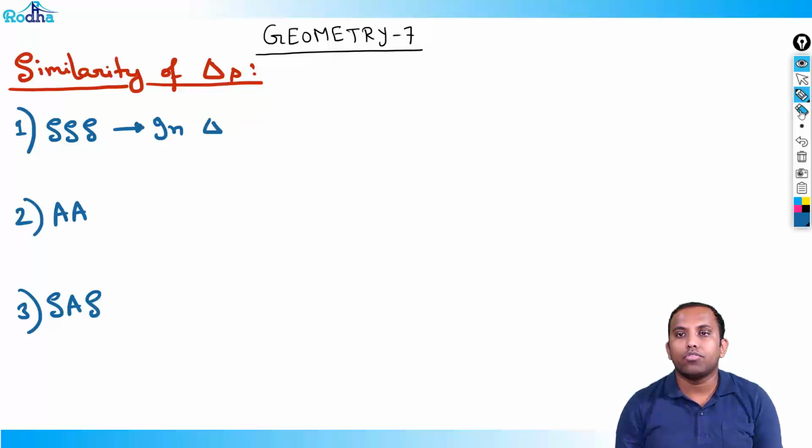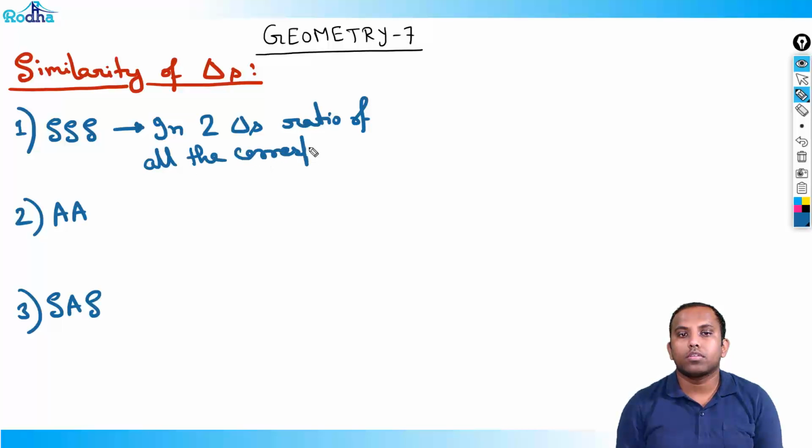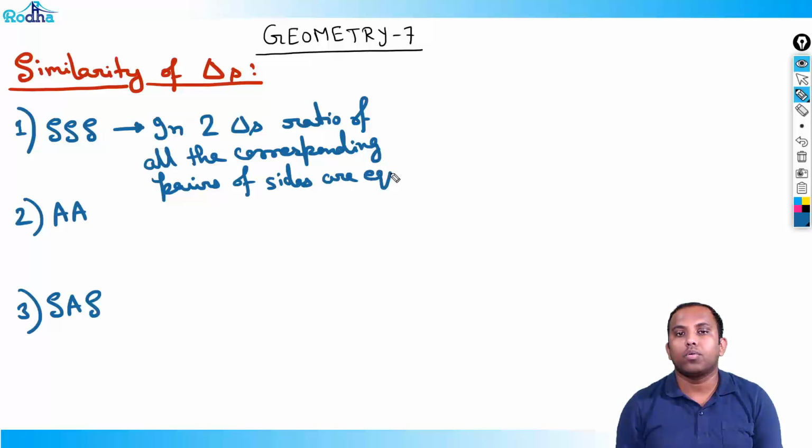in two triangles, the ratio of all the corresponding pairs of sides are same or equal.